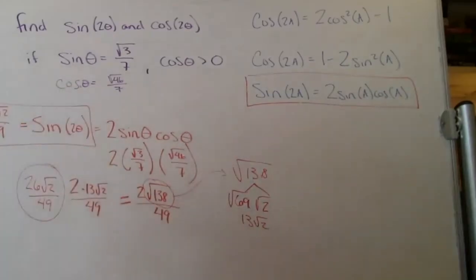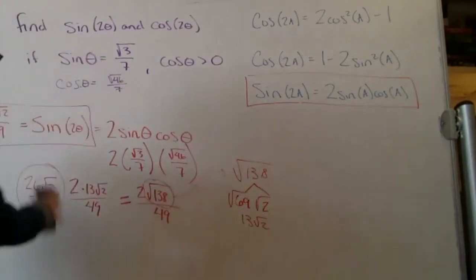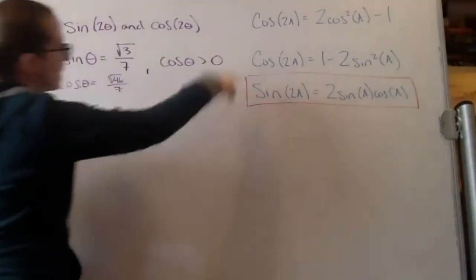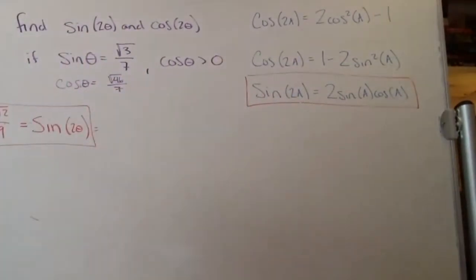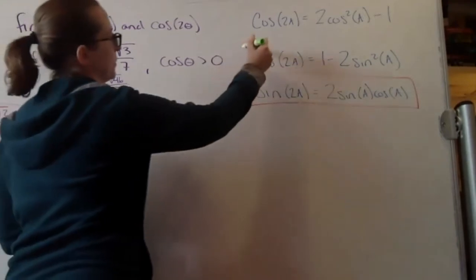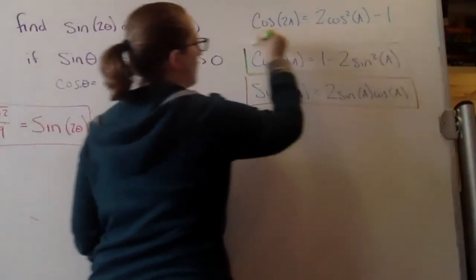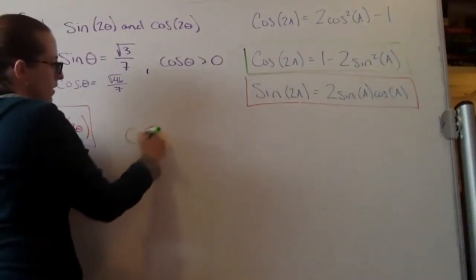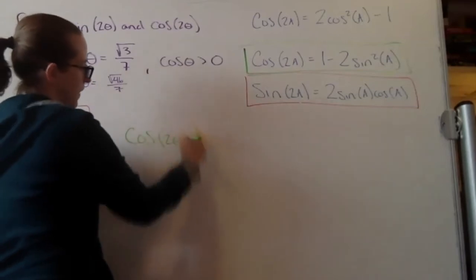We need to figure out what cosine of 2 theta is. All right, well notice that for cosine, I have several different versions of the double angle formula. Here's the thing, it does not matter which one you use. So use the one that you feel is going to make your heart the most happy. I don't really know. Let's use this one just because it's above the one that we used before, for no real other reason.